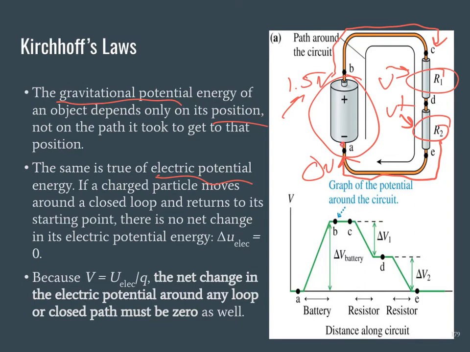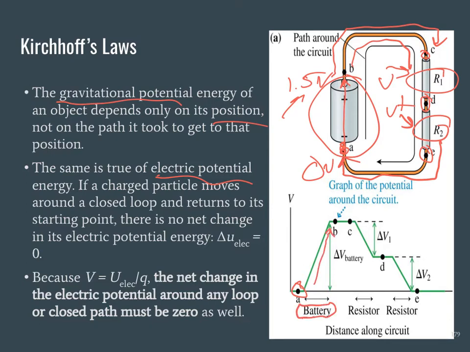So if I start at point A and I go to point B, I'm gaining electric potential energy. But as I go across the resistors to point C, I didn't lose any there, but at point D I lost some electric potential energy, and at point E I lost some electric potential energy. So sometimes it's helpful to look at it in terms of a graph. At point A, I have nothing. The battery between A and B gains electric potential energy.